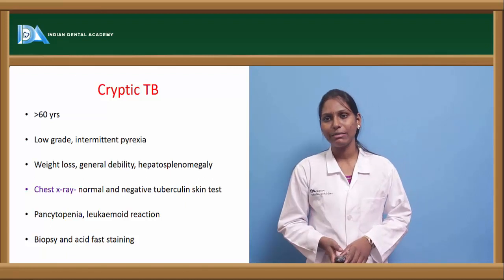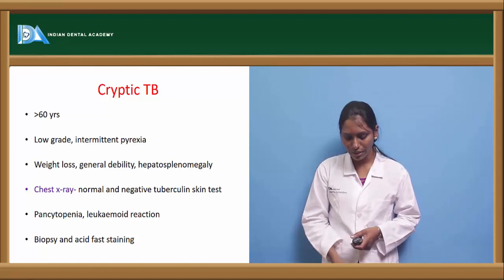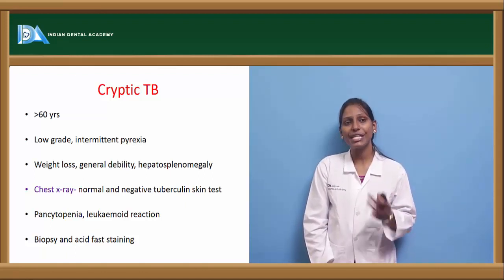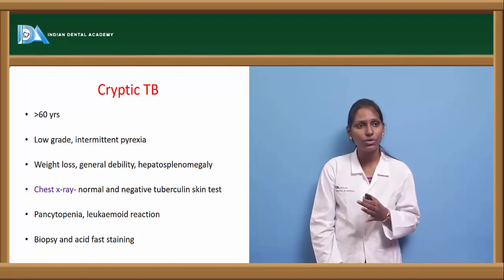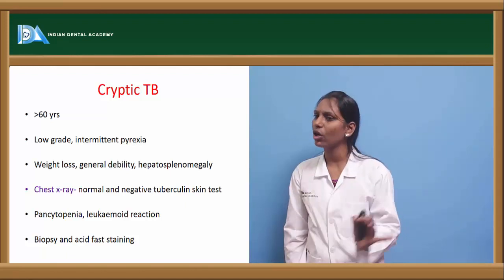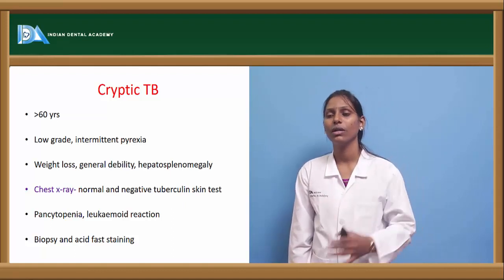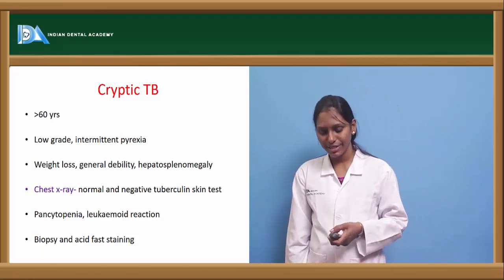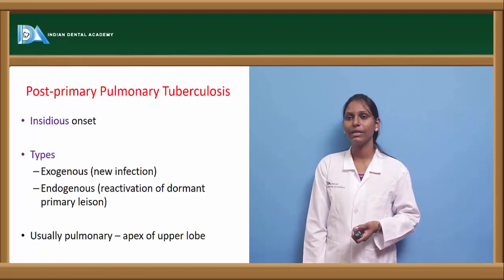Now coming to cryptic TB. It is usually seen in the older age group, more than 60 years of age, with low grade intermittent pyrexia. Weight loss, general debility and enlarged liver and spleen, again hepatosplenomegaly, are the most common conditions here. Here we can see the chest X-ray. Usually the chest X-ray is normal. There will be a negative tuberculin skin test, but the symptoms are all similar to those of tuberculosis. Pancytopenia and leukemoid reaction can be seen. Biopsy and acid-fast staining are usually helpful with diagnosis.